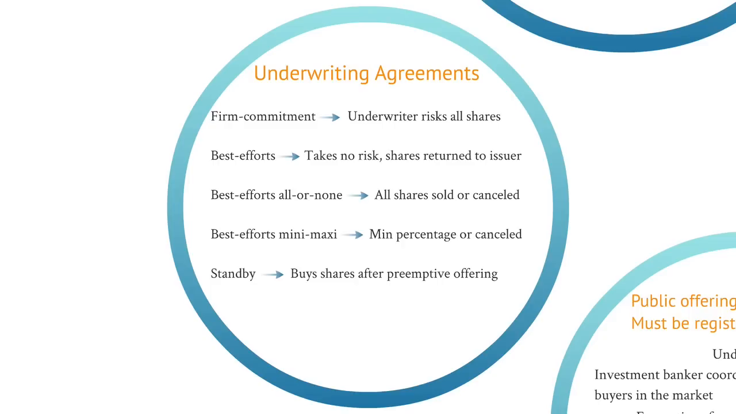In a best efforts agreement, they don't take any of the risk. They're just acting as an agent, and any shares are returned back to the issuer if they can't meet the price that they want. So just remember the agency versus the principal idea, and there's different kinds of features in these agreements as well. But the main thing is pay attention to the risk that each of the parties is undertaking.